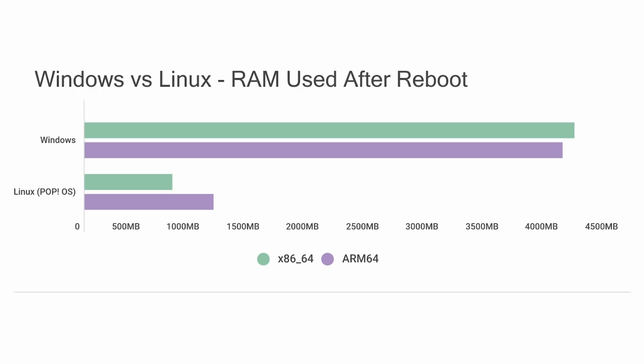Now at the other end, we've got Linux running Pop!_OS, both again on x86-64 and ARM64, and as we can see there, under a gigabyte used on the x86-64 version, just over a gigabyte used on the ARM64 version, which means clearly there's more free RAM when you boot up a Linux machine compared to when you boot up a Windows machine.